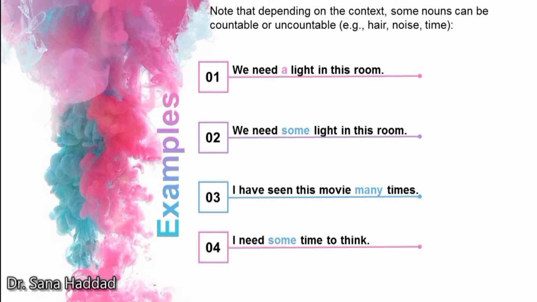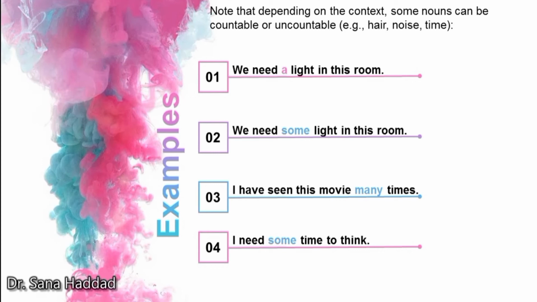So if you compare the first and second example, the word light has two different meanings, depending on the context. In example 1, we need a light in this room. It means a light bulb or a light fixture. But in example 2, we need some light in this room. It's the light that's uncountable, like natural light.